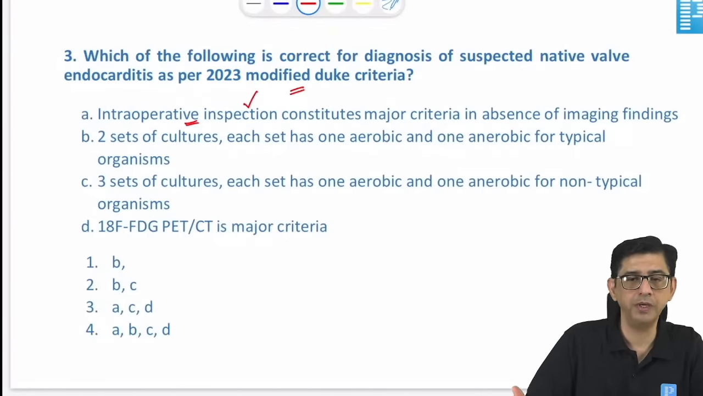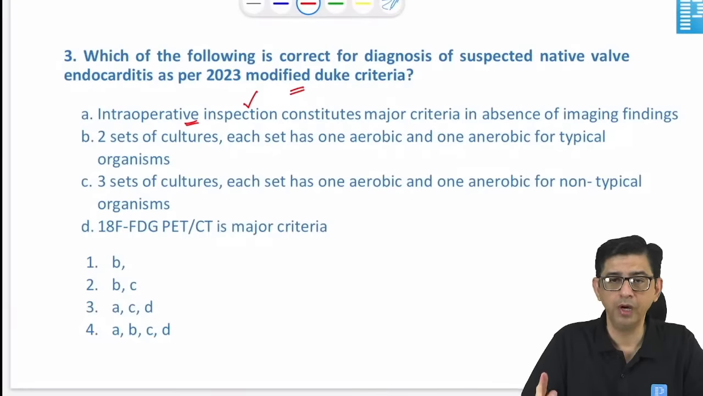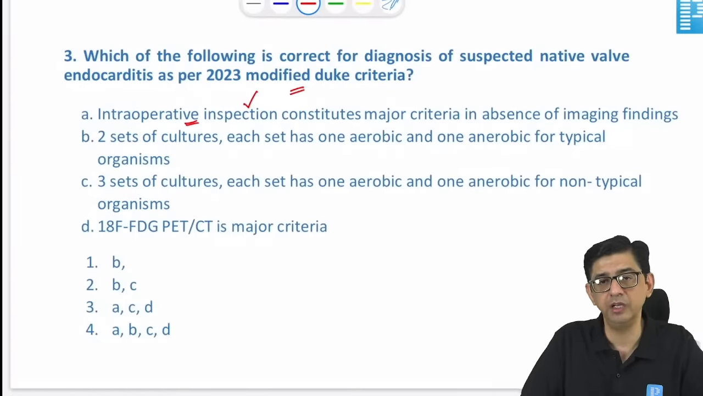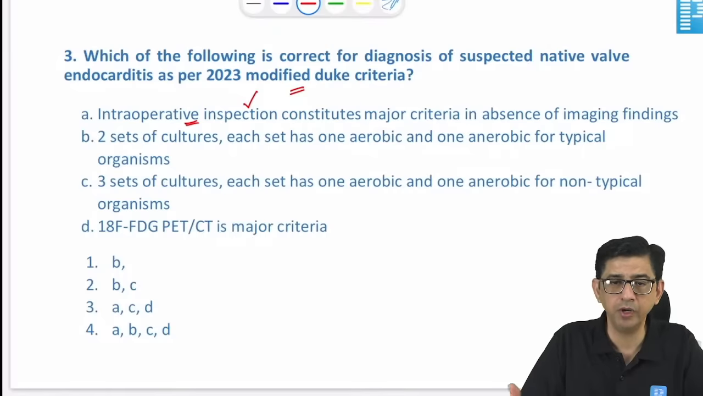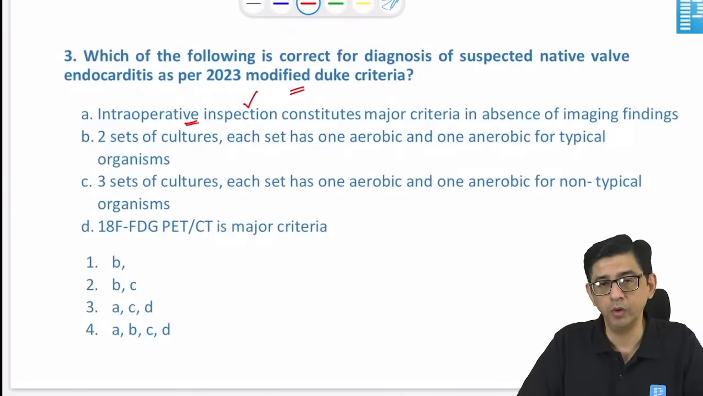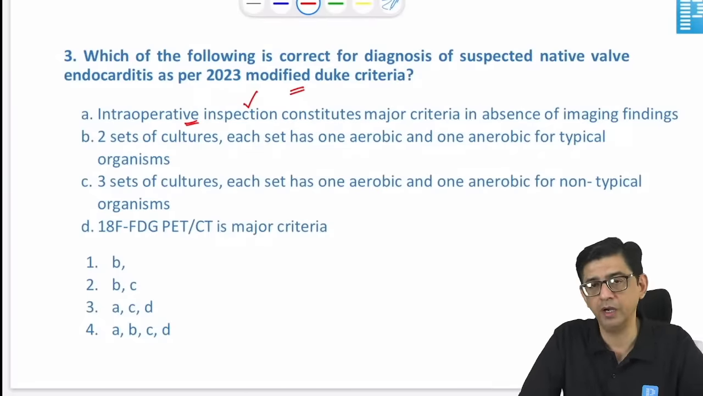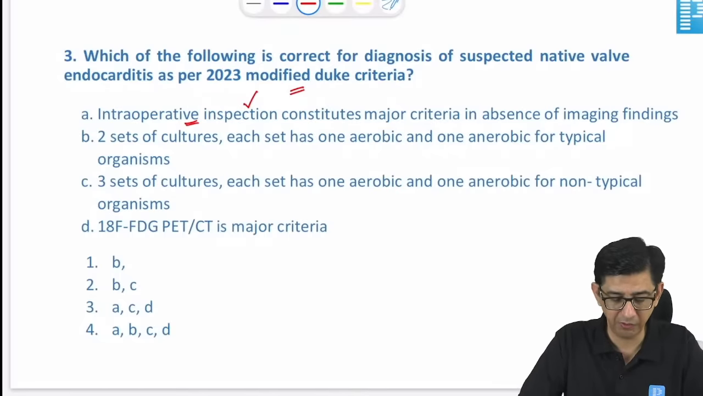Sometimes the damage might be very limited and may not be visible on echocardiography, but it might be visible intraoperatively. For example, a paravalvular abscess. A paravalvular abscess may not be visible on echocardiography, and for that, either we might have to go in for an FDG PET, or we might have to go in for intraoperative examination findings. So I want you to remember that intraoperative inspection findings have now been added to the major criteria for diagnosis of infective endocarditis.